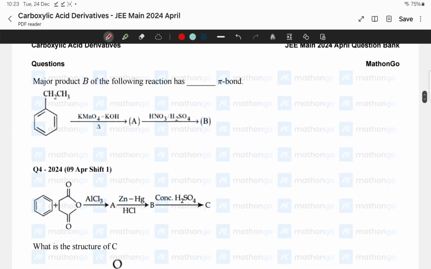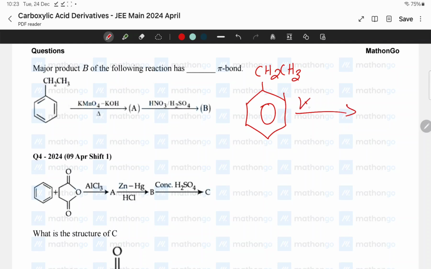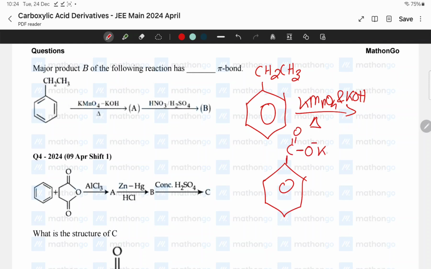Now third question. Major product of the following reaction has how many pi bonds? KMnO4, KOH, CH2CH3. Add KMnO4 and KOH and heat. We get what? Simple. Yes. C double bond O minus K plus.